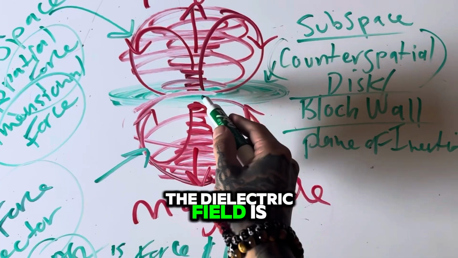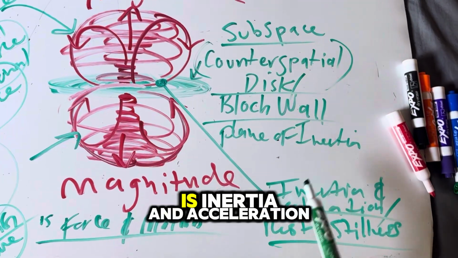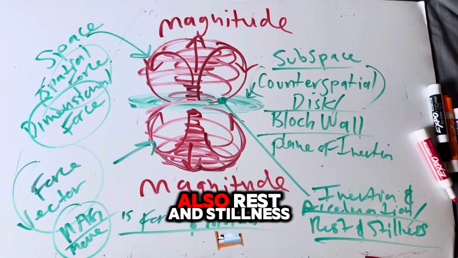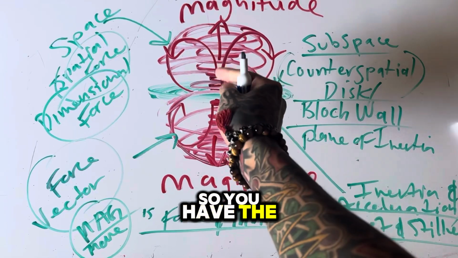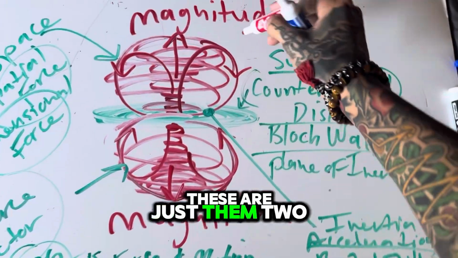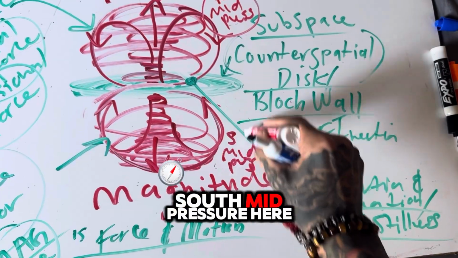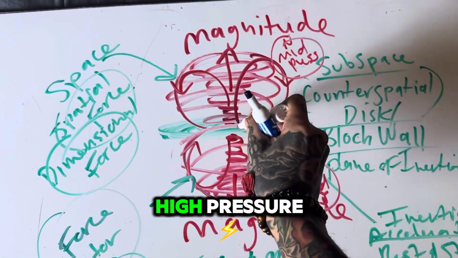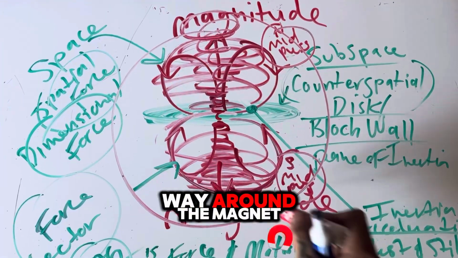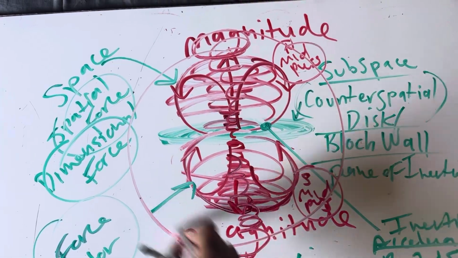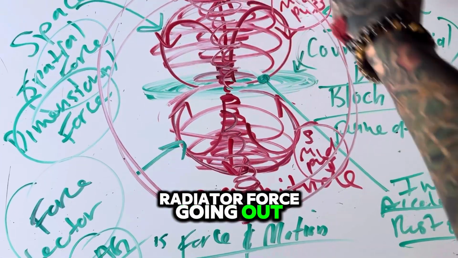The dielectric field, the plane of inertia, is inertia and acceleration, also rest and stillness. So you have the torus field, which is a donut. These are just the two mid-pressures. North mid-pressure here, south mid-pressure here, and you also have a high pressure which goes all the way around the magnet, top and bottom. This is the right turning radiative force going out.